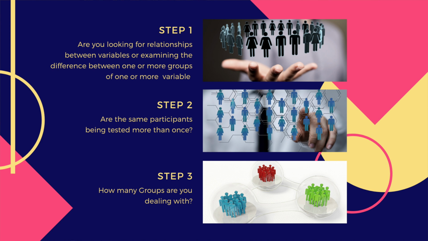Step 2, are the participants being tested more than once? If your answer is yes, then you'll probably use a t-test. If you answer no, then Anova is right for you. Step 3, how many groups are you dealing with? If you're dealing with more than 2, then Anova is a great choice because it allows you to compare the different means of the different variances.